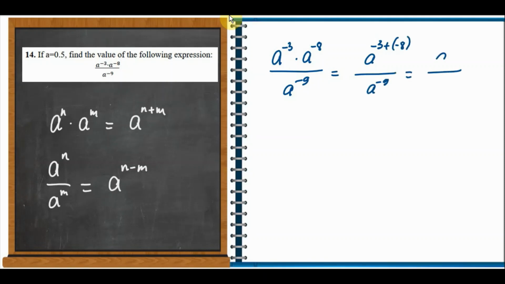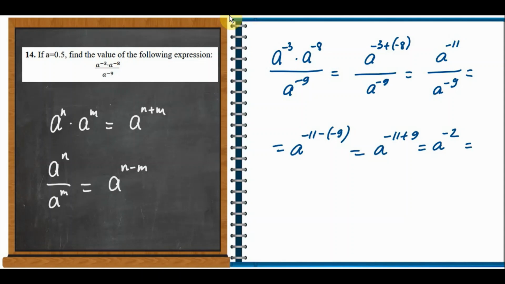So that's a to the power of negative 11 over a to the power of negative 9. And if we subtract negative 11 and 9, negative 11 minus negative 9 is going to be a to the power of negative 11 plus 9, and that's a to the power of negative 2. Alright, what is a to the power of negative 2?